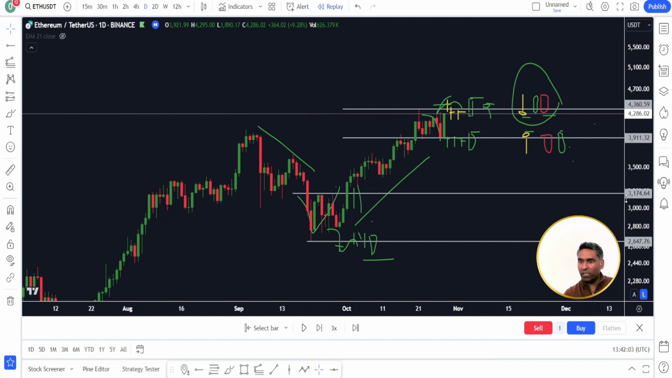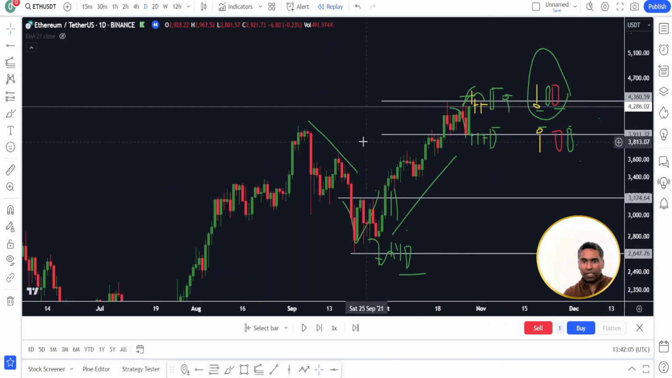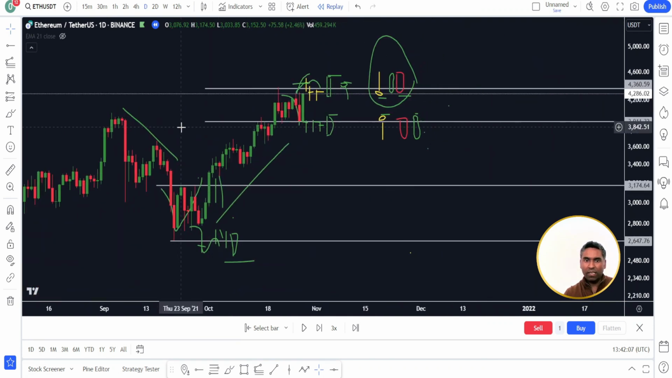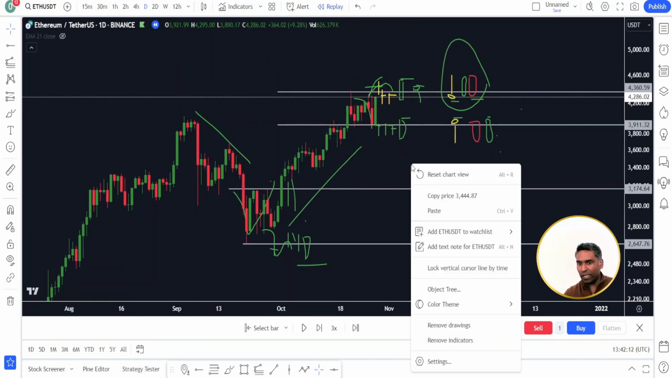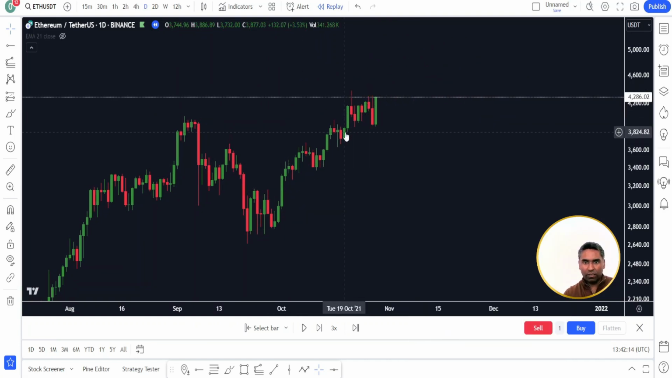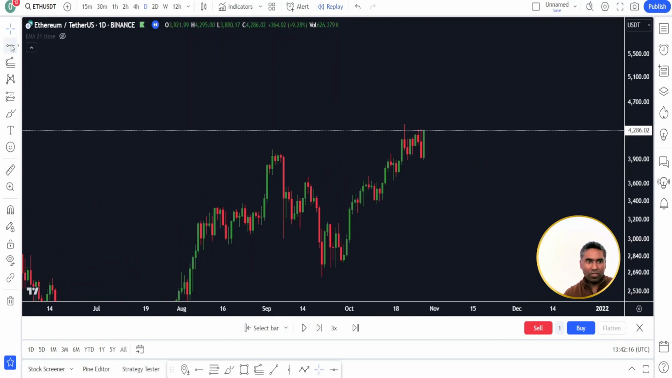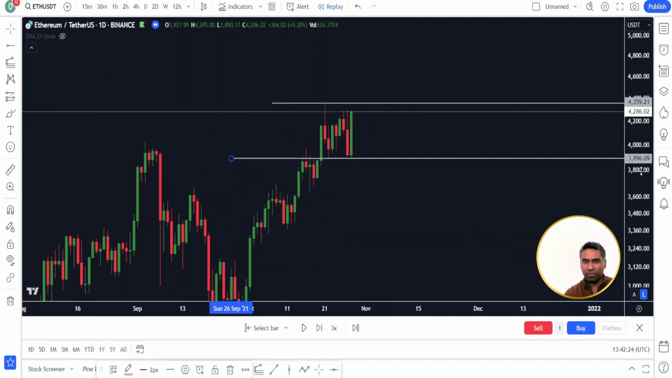Now that we have learned entry techniques or entry strategies, now let's see how we can exit the market once we enter the market. Let me clean this chart so we can understand it easily. So let me draw this one once again. This is my resistance level and this is my support level. Let me make it a little bit bigger.